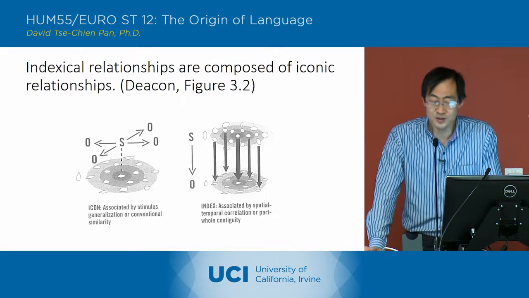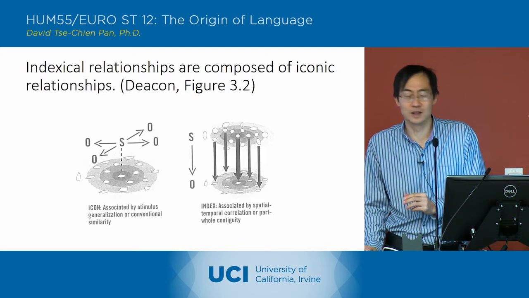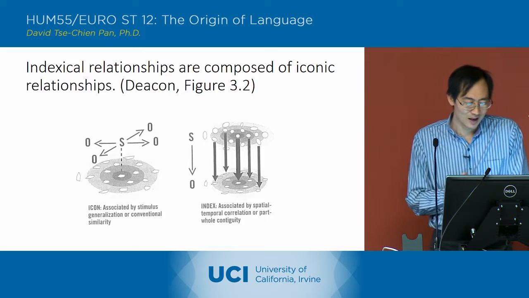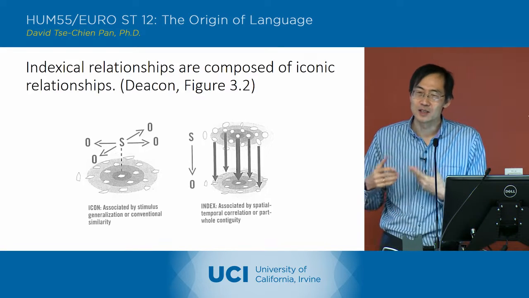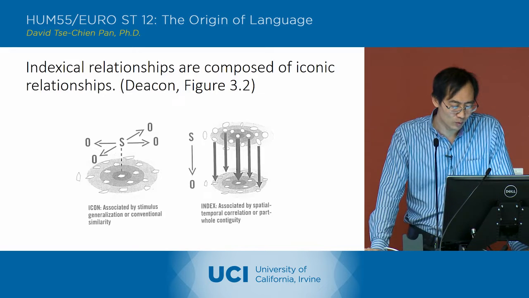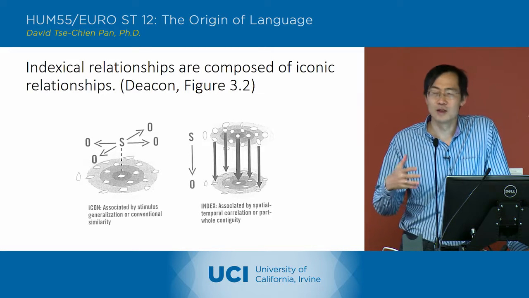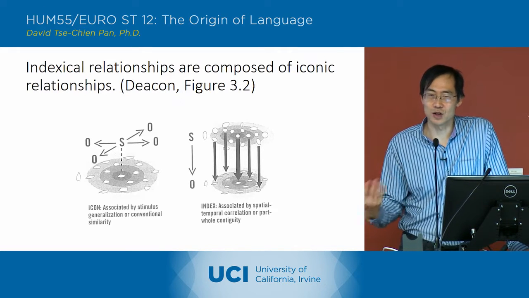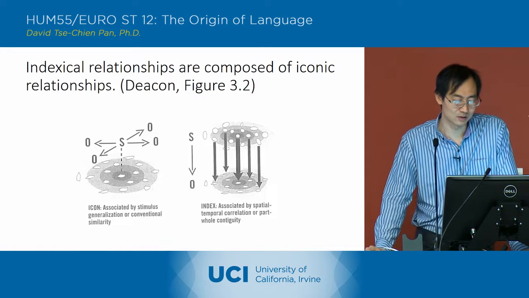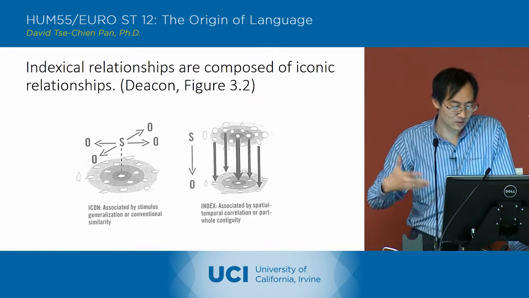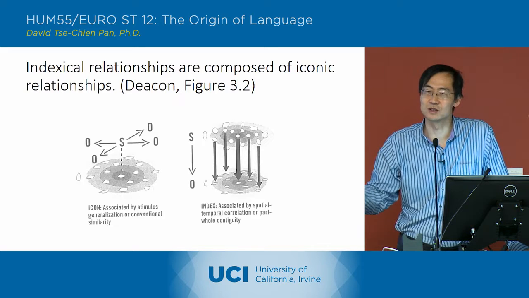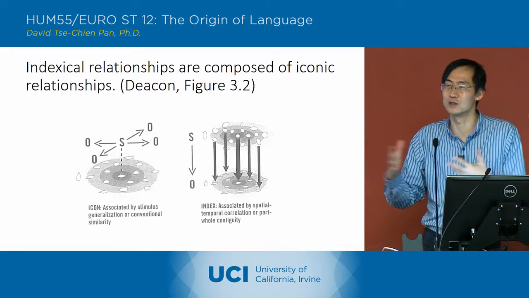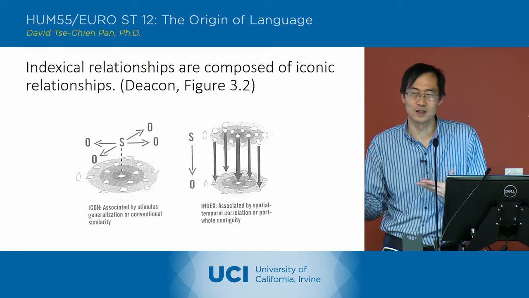So this is a diagram that we have in Deacon's book, which I think is, he's got great diagrams, so I'm going to use a couple of them. In the first one on the left, he's indicating to us the way in which icons are always based on recognizing similarity and linking things to each other through this idea of a similarity or a recognition. So the S is the sign, and then you've got these other objects that are all linked to the sign through this similarity, this likeness and recognition. So there's basically this lack of distinction that's being perceived.